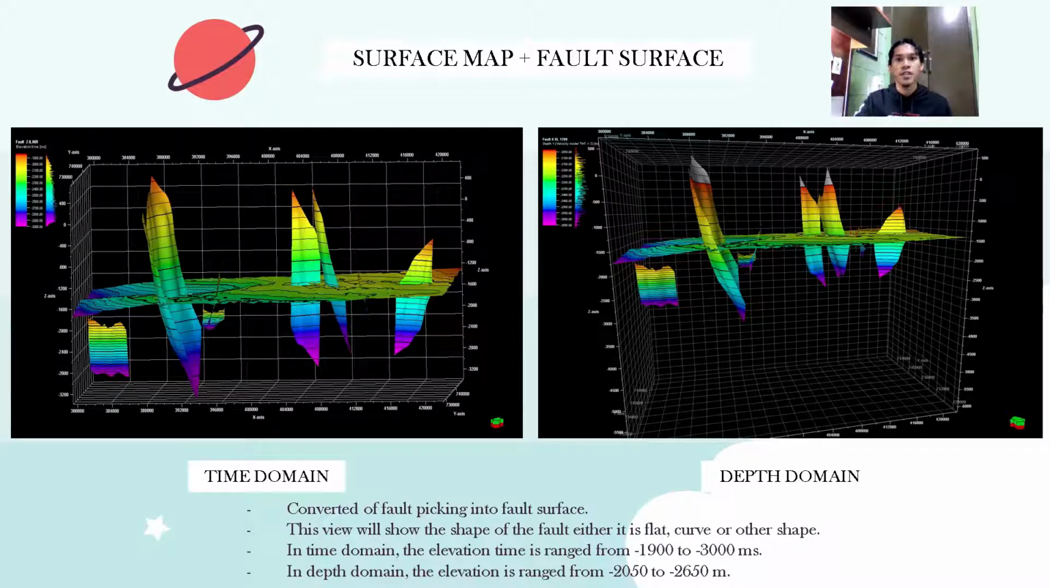Next, we go to the map surface and fault surface. It is the same as before, but the fault picking is converted into the fault surface. This view will show the shape of the fault, whether it is flat or curved or another shape. As you can see in the slide, the biggest fault has a curved shape, and the lightest one has a flat surface. Then in the time domain, the elevation time ranges from negative 1900 until negative 3000 milliseconds. And in that domain, the elevation ranges from negative 2050 until 2650 meters.